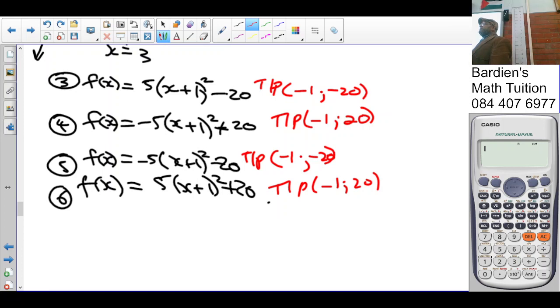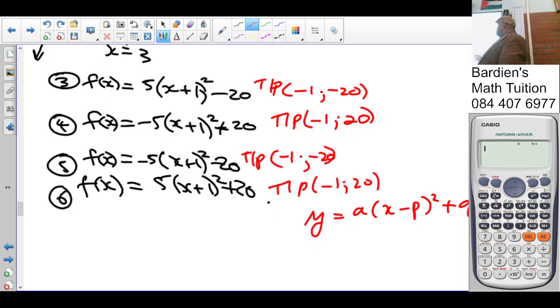Can you see that? So if it's given in the form of y equals a into x, it was given in the form of y is equal to a into x minus p squared plus q. Your turning point would be positive p and q. Make a note there.